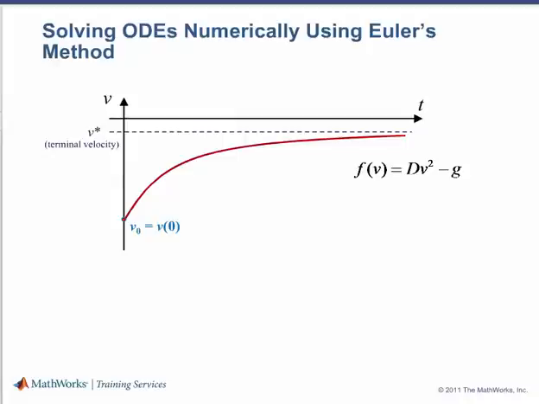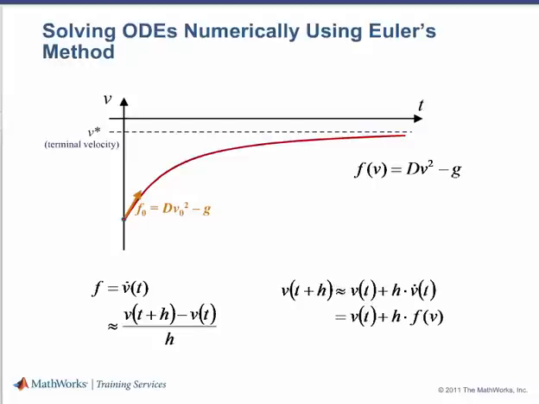The derivative at this initial point can be evaluated using the ODE. At the same time, the derivative can be approximated using a secant line approximation. This approximation can then be manipulated to obtain an equation for successive velocities. The resultant equation uses the current velocity to approximate the velocity at the next time step, t plus h.